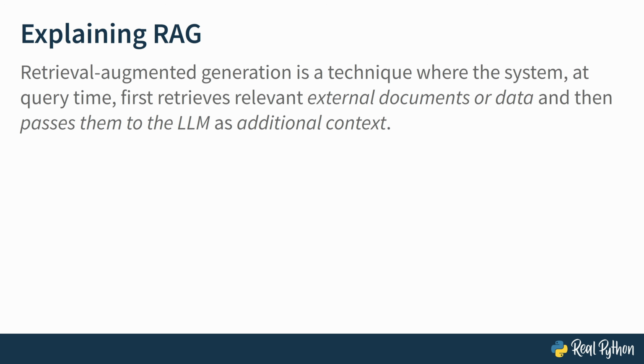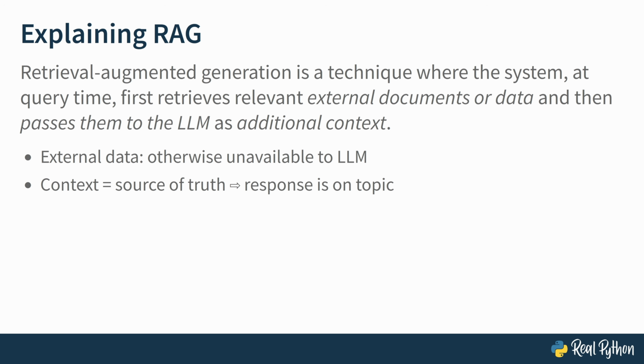RAG stands for Retrieval-Augmented Generation, and it is a technique where the system, at query time, first retrieves relevant external documents or data, and then passes them to the LLM as additional context. So firstly, external data, what does that mean? Well, it's data that is otherwise unavailable to the LLM. So during the intro, I was talking about secret documents that are not in the public domain, for example. And then context, well, the context is considered a source of truth by the model. So that means that the response is on topic because it considers what the documents that you have provided as truth.